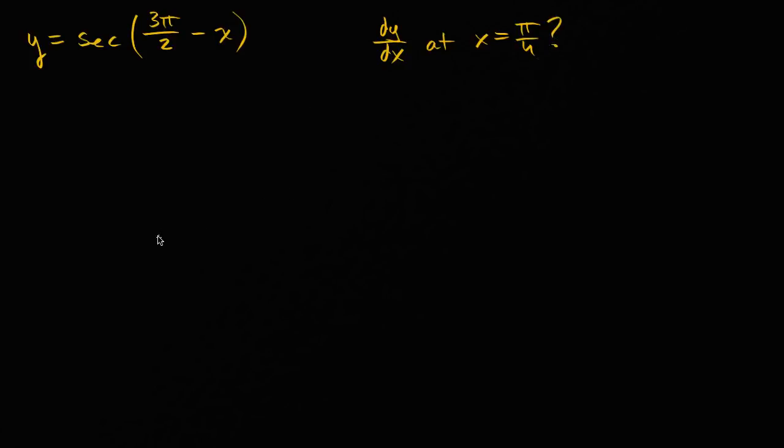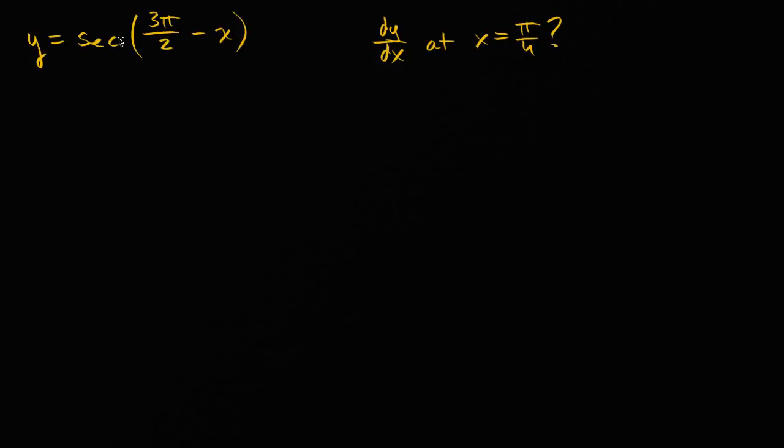So let's say that we have y is equal to the secant of 3 pi over 2 minus x. And what we want to do is figure out what dy dx is, the derivative of y with respect to x, at x equal pi over 4. And like always, pause this video and see if you could figure it out.